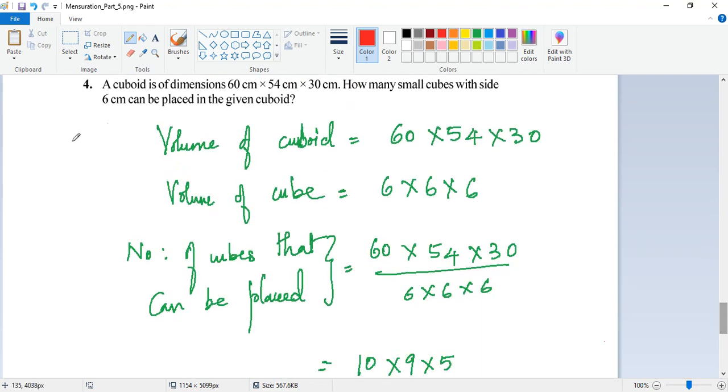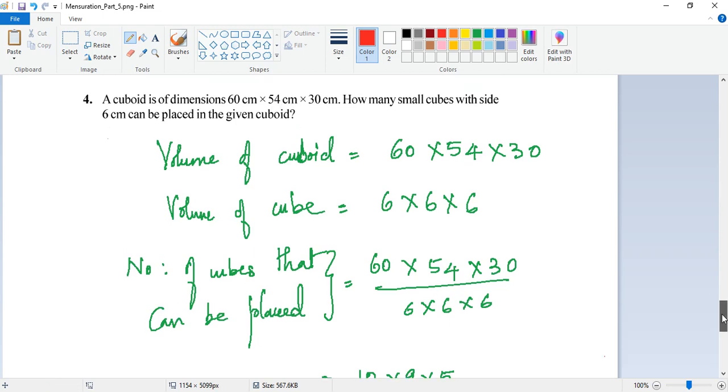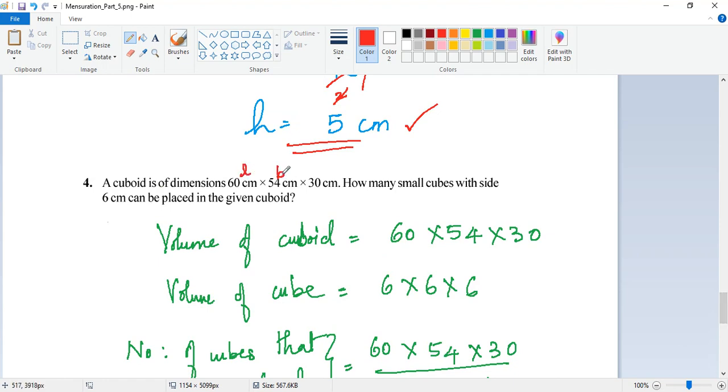It says a cuboid is of dimension 60 centimeter into 54 centimeter into 30 centimeter. So when they give you something like this, it is understood that it's like length, breadth and height. They will not mention if this is length, this is breadth, this is height. So we can take anything actually. Anyways, to find the volume, you just have to multiply all these three. So anything could be taken as your length, breadth or height. Okay. So here now, usually when they write something like this, the first one goes for the length, the second one goes for the breadth and the third one goes for the height. Now they are asking you how many small cubes of size 6 centimeter can be placed in the given cuboid.